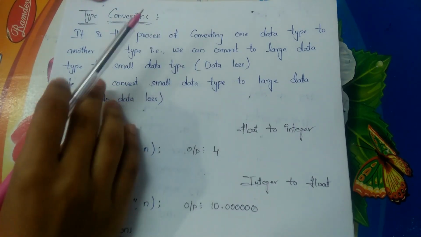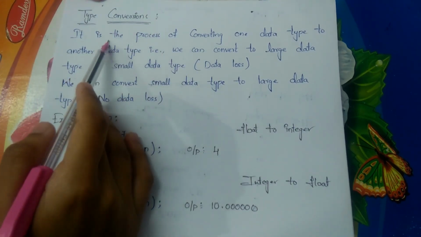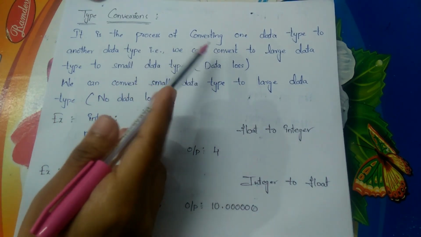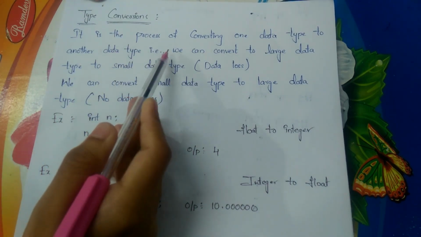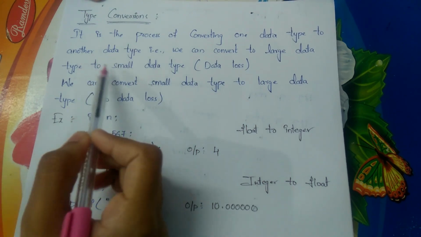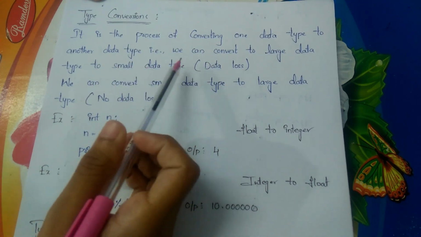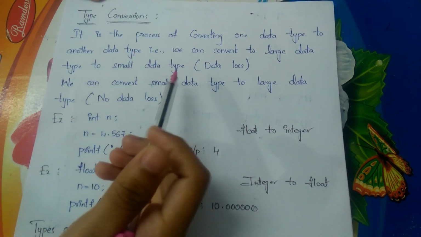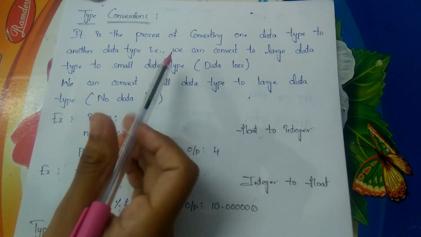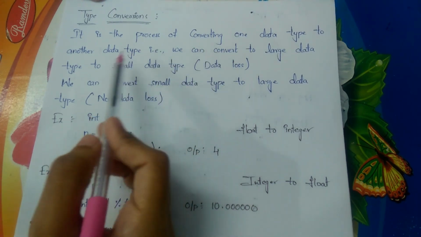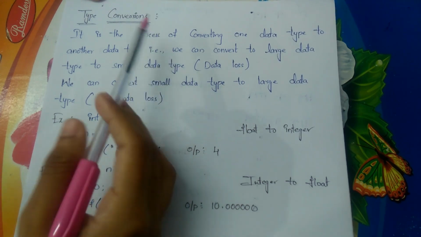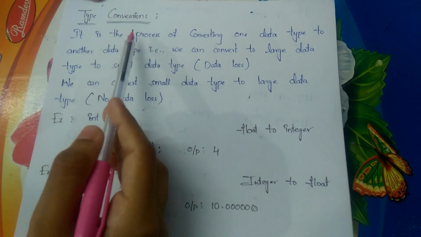Let's look into one more topic, that is type conversions. It is a process of converting one data type to another data type. That is, we can convert from a large data type to a small data type, and we can also convert from a small data type to a large data type. So that process is called type conversion.